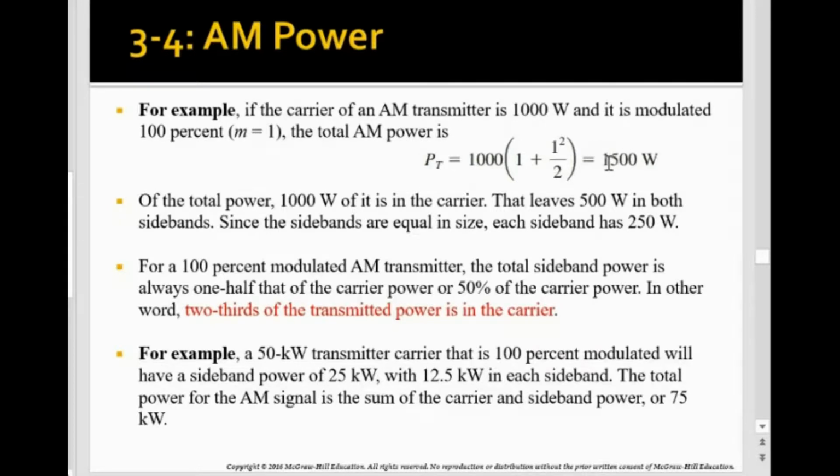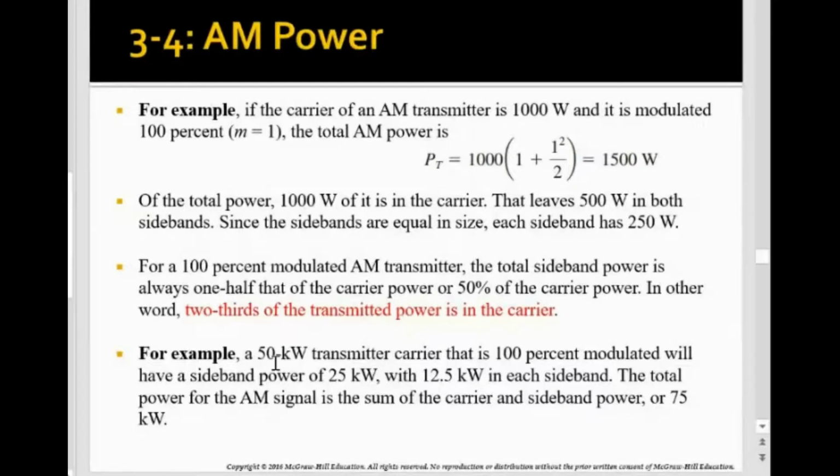So like here, 1500 is the whole power. 2/3 means 1000 goes for the carrier, 500 goes for the sidebands. Another example, a 50 kilowatt transmitter carrier that is 100% modulated will have a sideband power of 25 kilowatts, so with 12.5 kilowatts in each sideband.